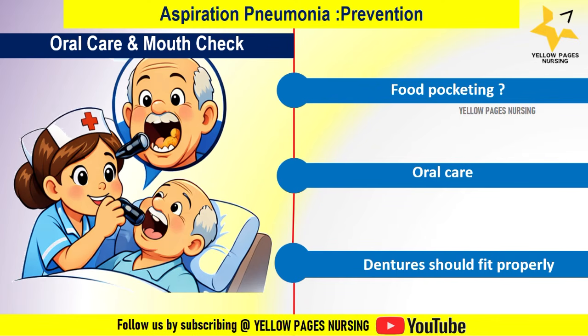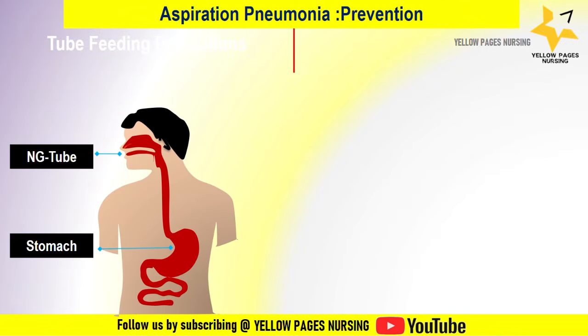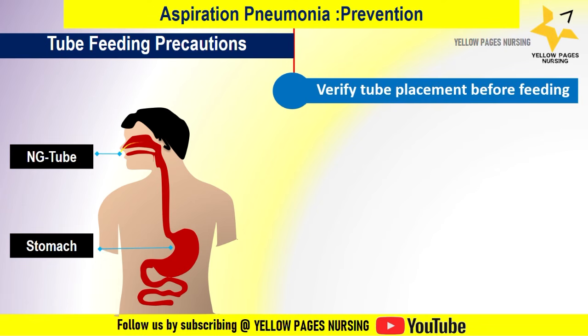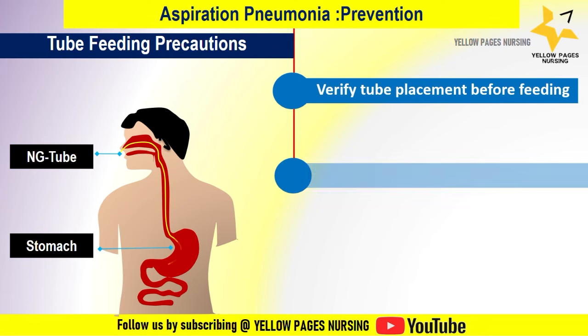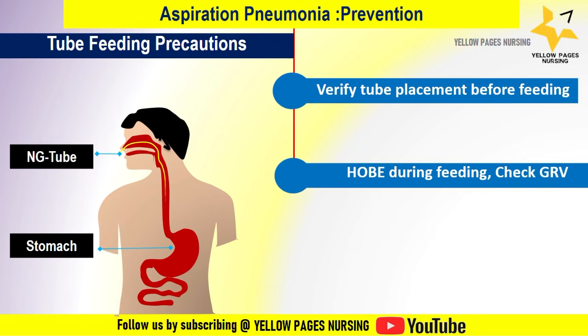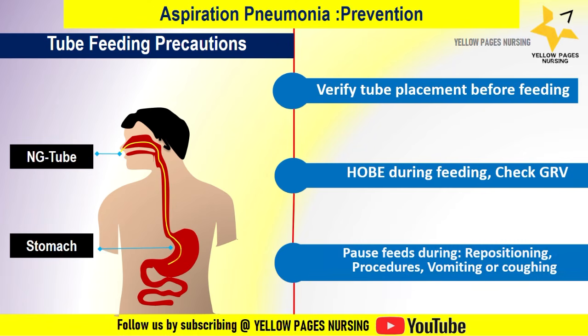Next comes tube feeding precautions. Verify the tube placement before feeding. Keep the head elevated during feeding and check the gastric residual volume. Pause feedings during repositioning procedures, vomiting, or coughing.